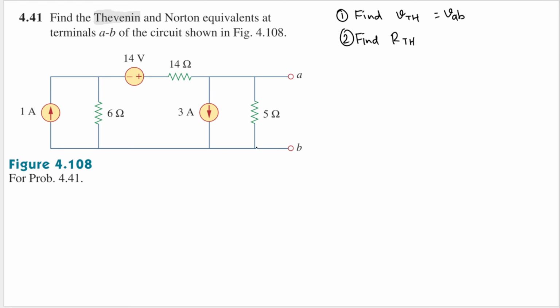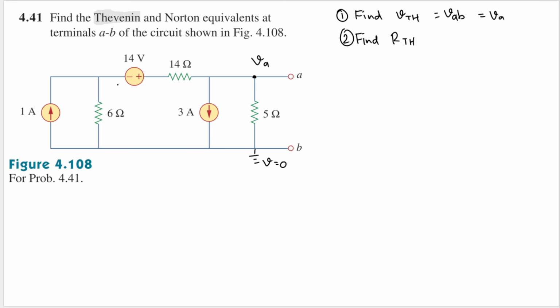Let's set this bottommost node here as our ground, so the voltage here will be 0. So VB is 0, which means VAB here is equal to VA here. So this is VA. And remember, this is connected, so this is also VA, right?